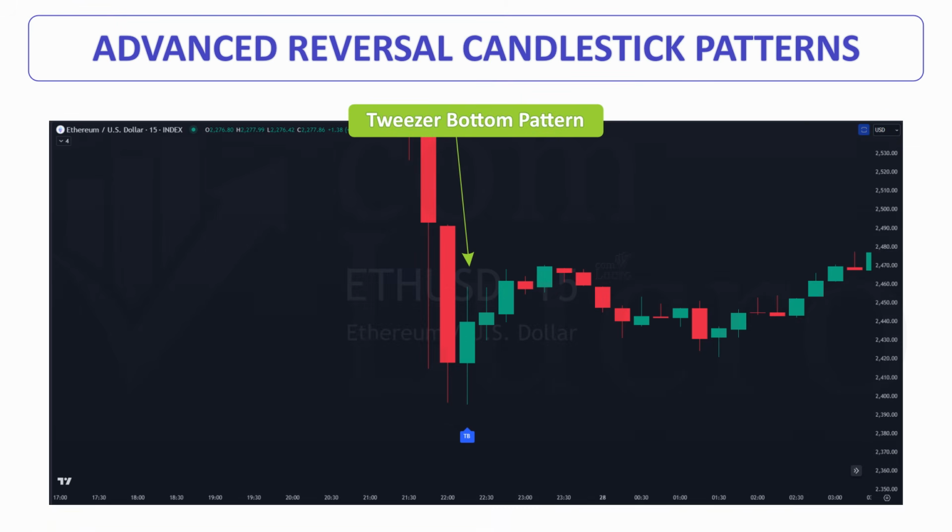How do we trade the tweezer bottom? The key is to wait for confirmation of a bullish reversal. This usually occurs when the price closes above the high of the second candle. Once this happens, you can consider entering a long position, as the probability of an upward move increases.